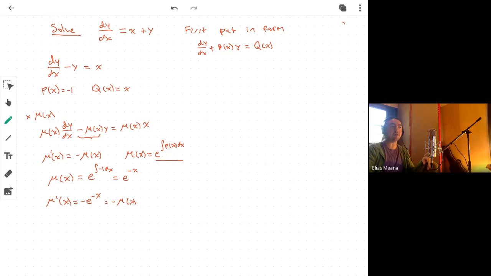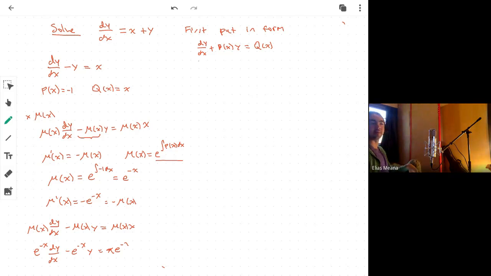Okay? And so if we have e to the minus x as our integrating factor, then if we multiply our differential equation, so if we take mu of x dy dx minus mu of x y equals mu of x x, putting in e to the minus x gives us e to the minus x dy dx minus e to the minus x y equals, let's say, I'll do the x first, x e to the minus x. Okay, so all I've done is I plugged in my mu.